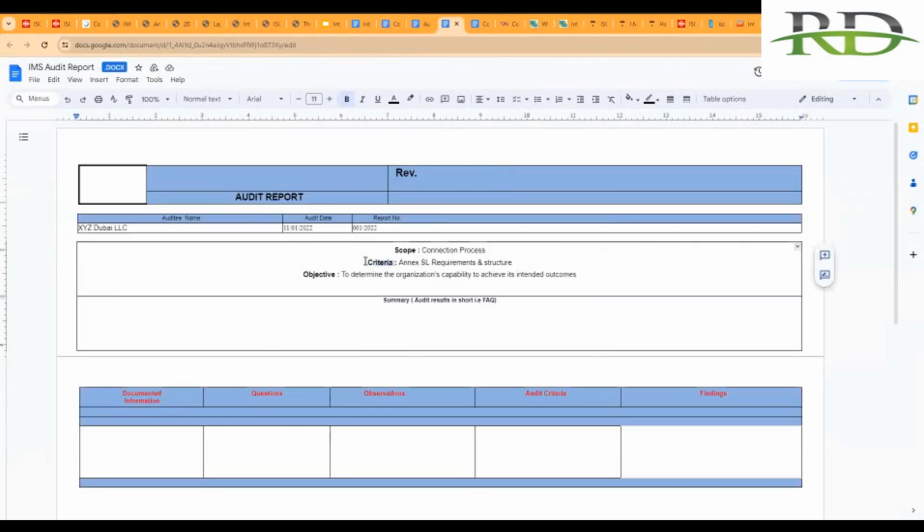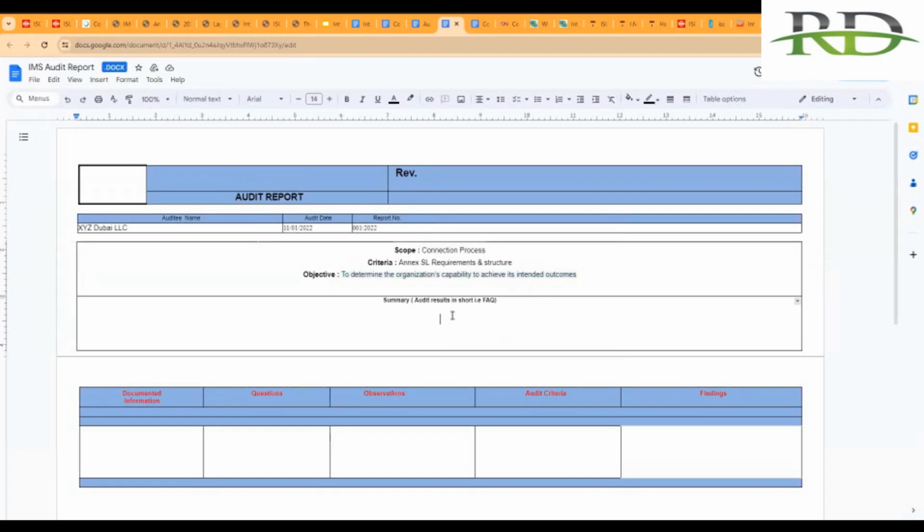So that is basically the audit criteria. The audit criteria for an IMS audit is not an IMS manual, please. It's the Annex SL. And the objective of that audit is to determine the capability of the organization to achieve its intended outcomes. That is why you conduct IMS audits.